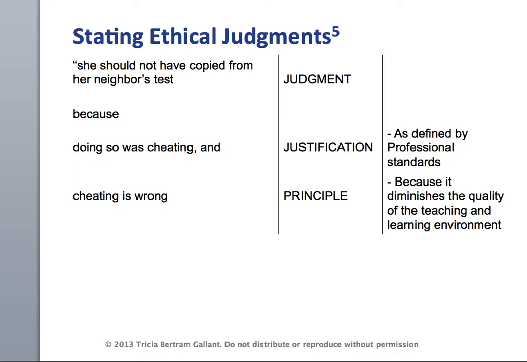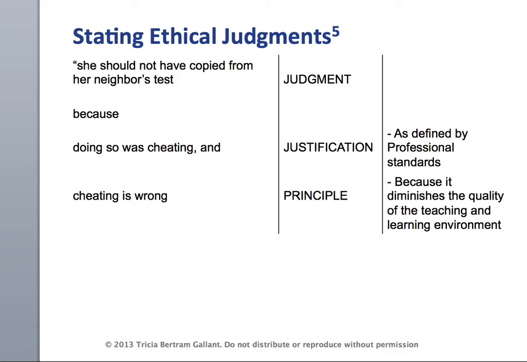So when we make an ethical judgment, for example, she should not have copied from her neighbor's test, we must back it up with justification that is supported by facts. For example, she should not have copied from her neighbor's test because doing so is cheating, as defined by our policy on integrity of scholarship.